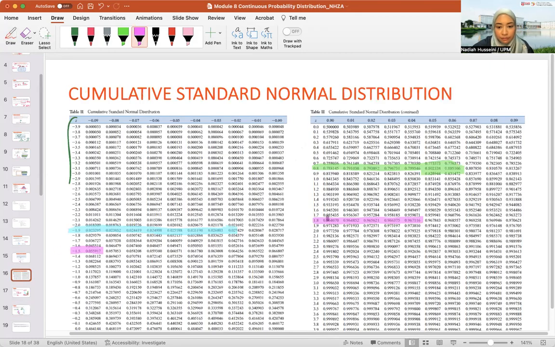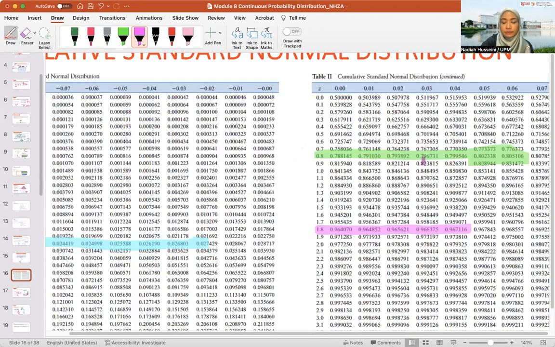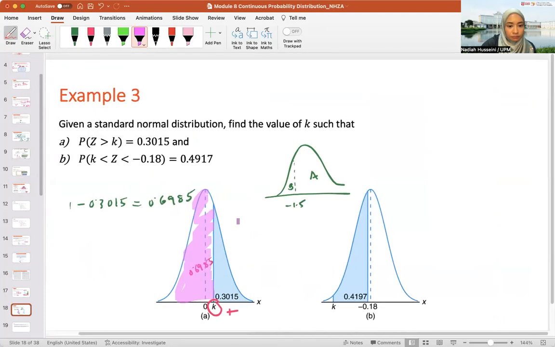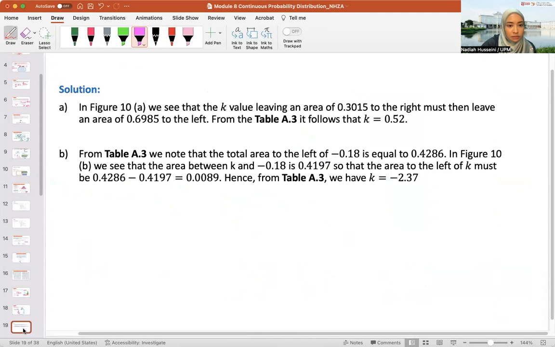Okay, so 0.6985. Let's try to find it. Let me zoom in a bit. Z must be a positive number, and we need to find the probability. It is 0.6985. So it's this number, 0.52. So Z is 0.52. Let's see if we got that right. What's the solution? Yay, we got it right. Okay, so k is indeed 0.52.